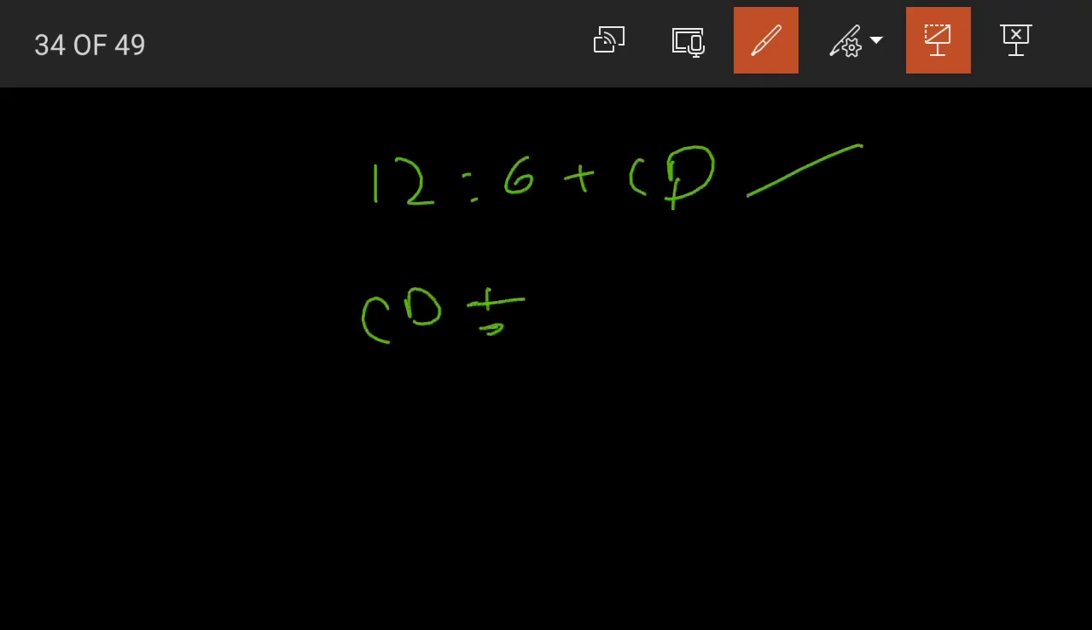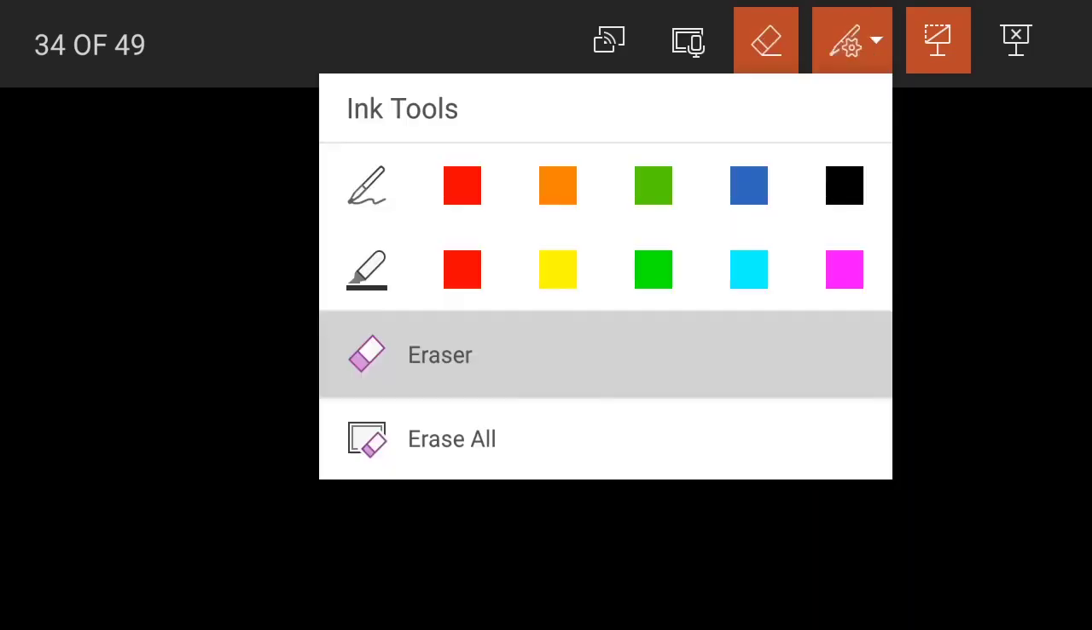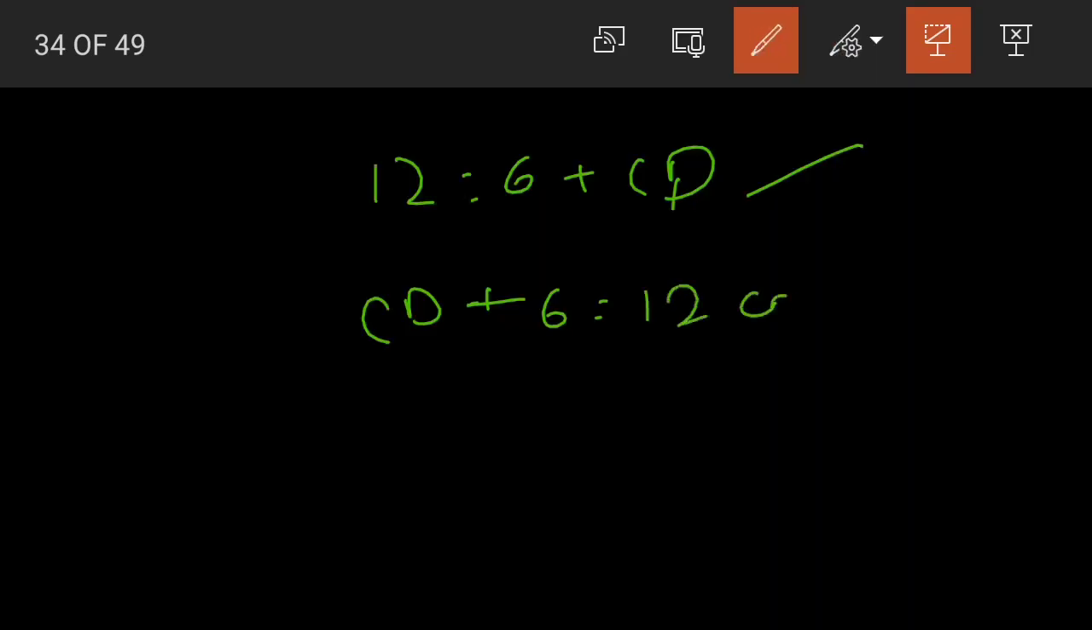We want only the length of CD. Okay, let us write like this. CD plus 6 is equal to 12 centimeters. What do we want to find out? We want to find out only the length of CD.